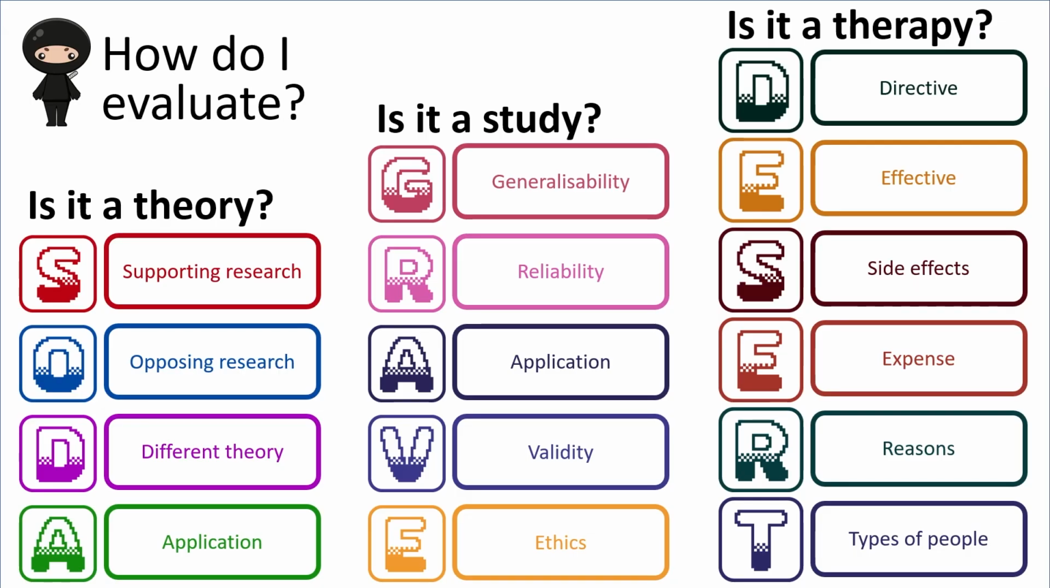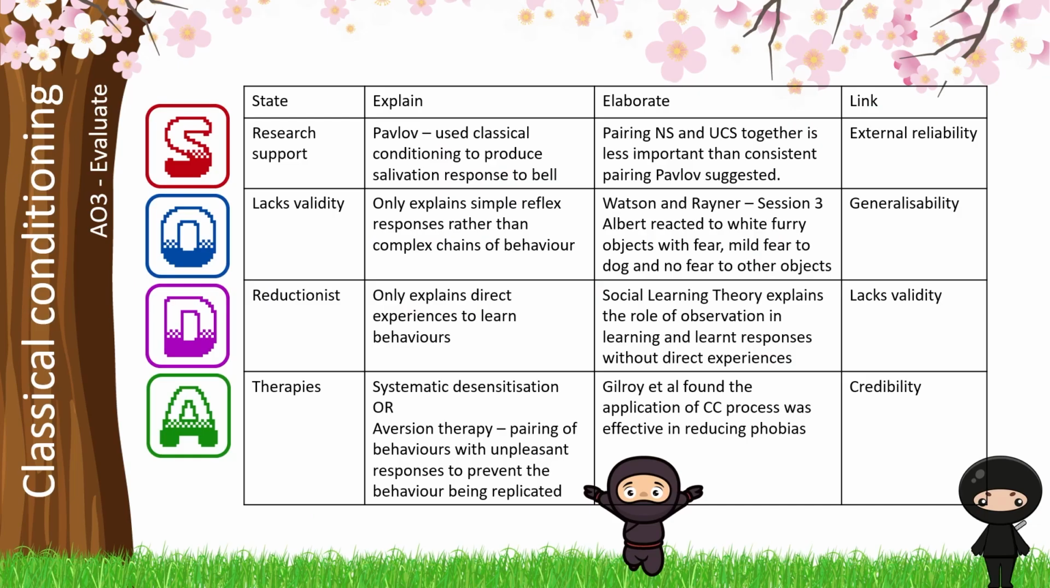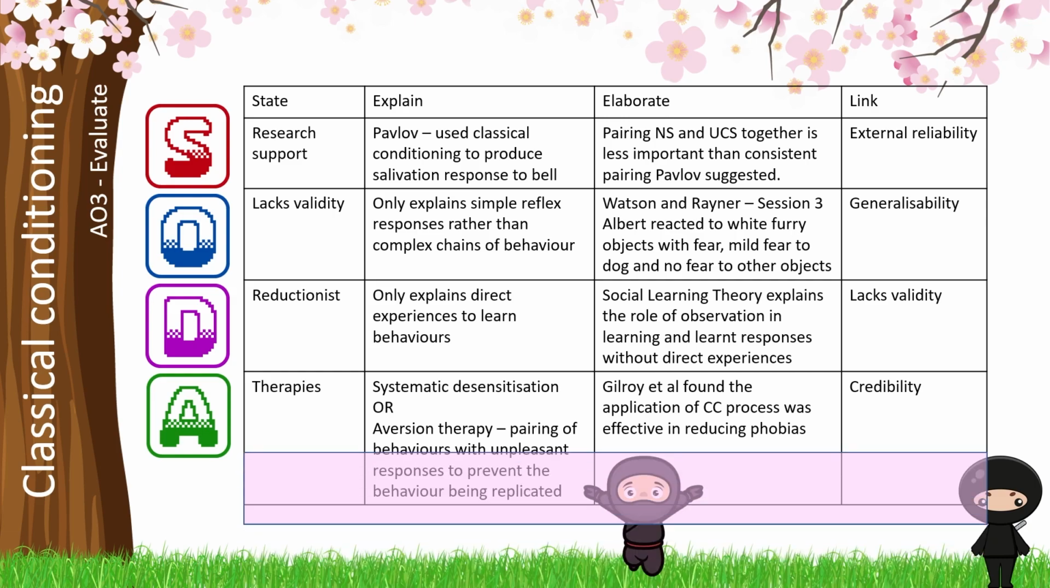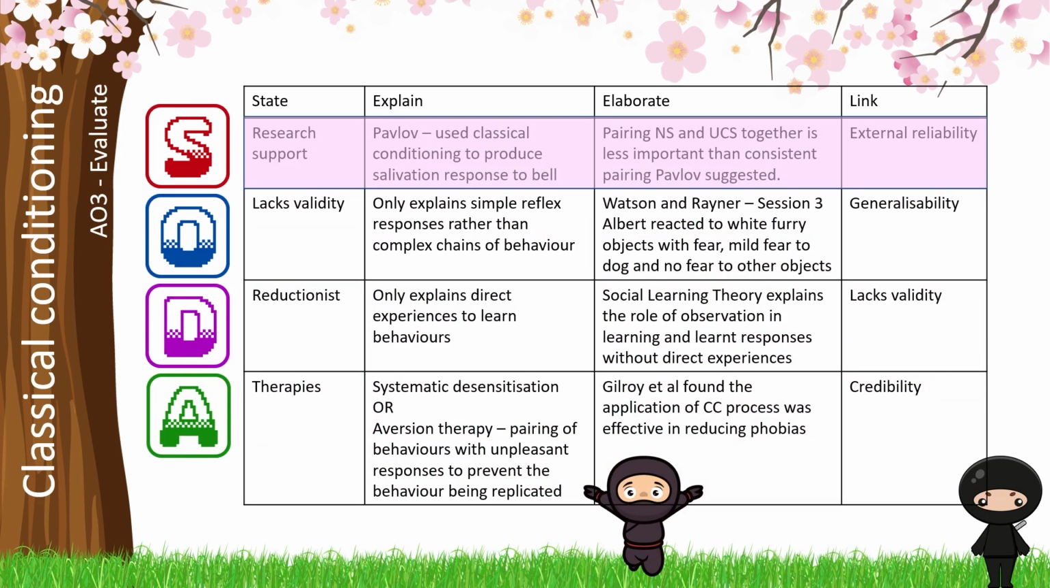When we're thinking about evaluation then, and our AO3 marks, we're focusing on it's a theory, and therefore we're using the SODA approach. So when we're accessing our AO3 marks, it's really important that we give arguments and counter-arguments throughout in order to access level 3s and 4s and ensure that we've got our logical chains of reasoning. We also want to have that link sentence that's giving those mini conclusions all the way through in order to access those marks as well.